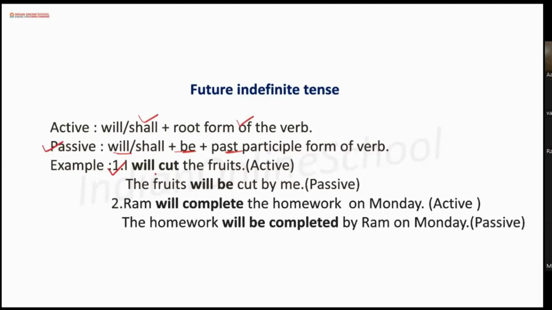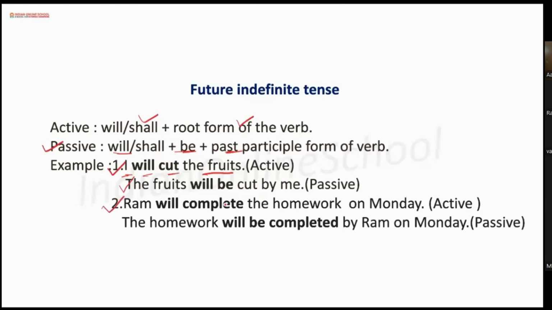The fruits. I will cut the fruits. Okay, which one is the subject here? I. Very good. Will cut is the verb here and the object is? The fruits. Yes, so when we transfer it into passive voice, it becomes the fruit will be cut by me. Okay? Shall, will, then comes be and then past participle form of verb.